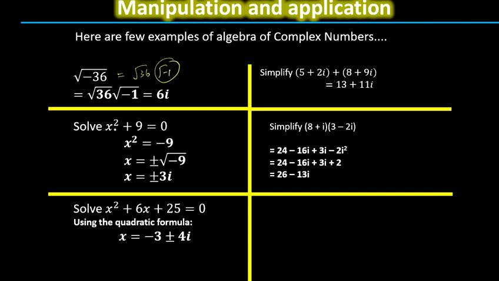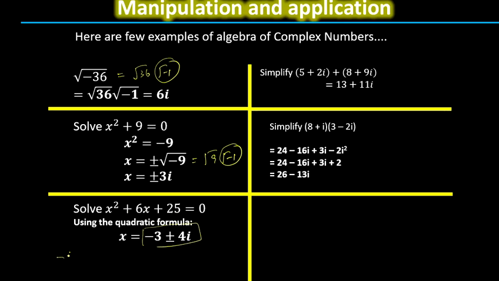Same is here. If it is x squared plus 9, I shifted it to the other side. Now root of negative 9, not possible for real numbers, but now we are discussing complex numbers. I can say it's plus minus under root negative 9. Root negative 9 you can rewrite as root 9 into root negative 1. That becomes iota and 3. If you apply here the quadratic formula, you get this result.